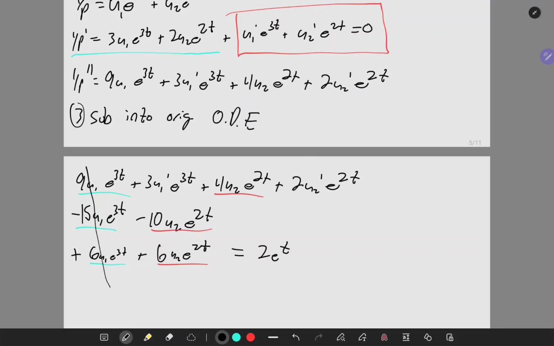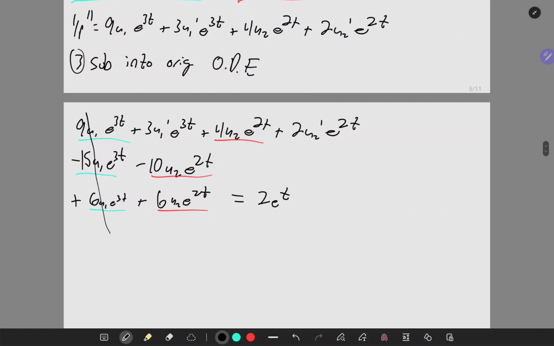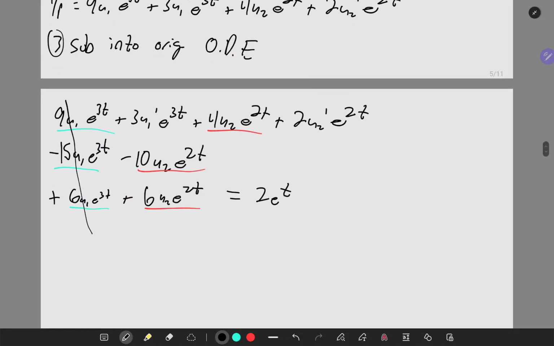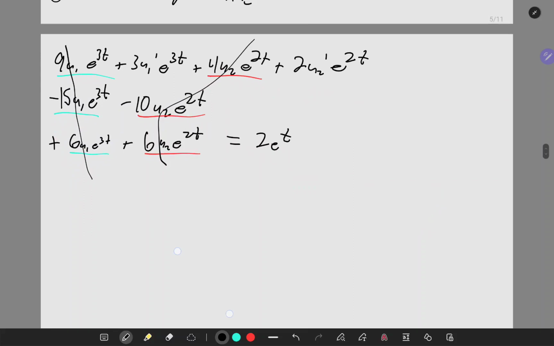Now those cancel. So you gotta be careful with these because it's really easy to make a simple algebra mistake. That wasn't even an algebra mistake. That was just me not paying attention. But anyways, these also cancel. So we are left with u2 prime e to the 2t is equal to 2 e to the t.